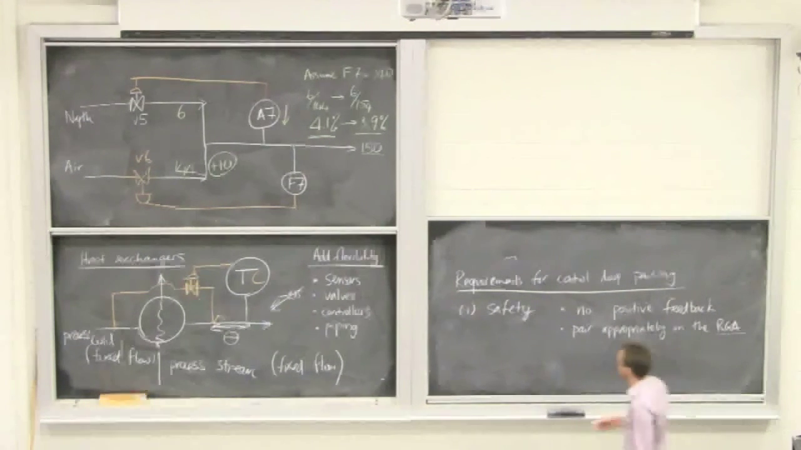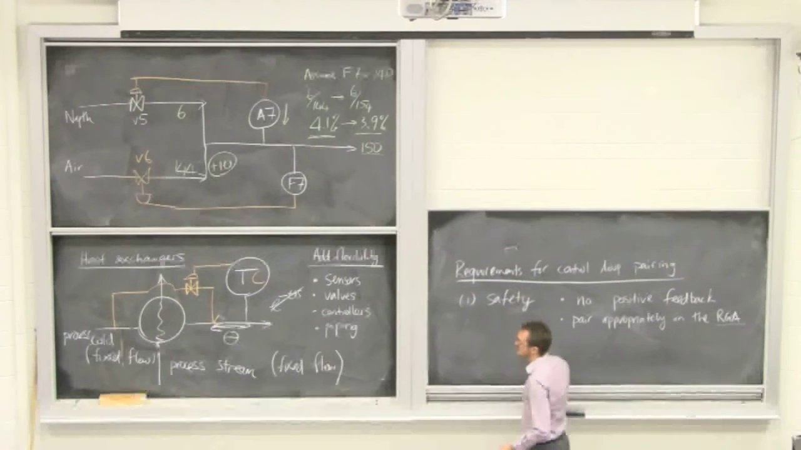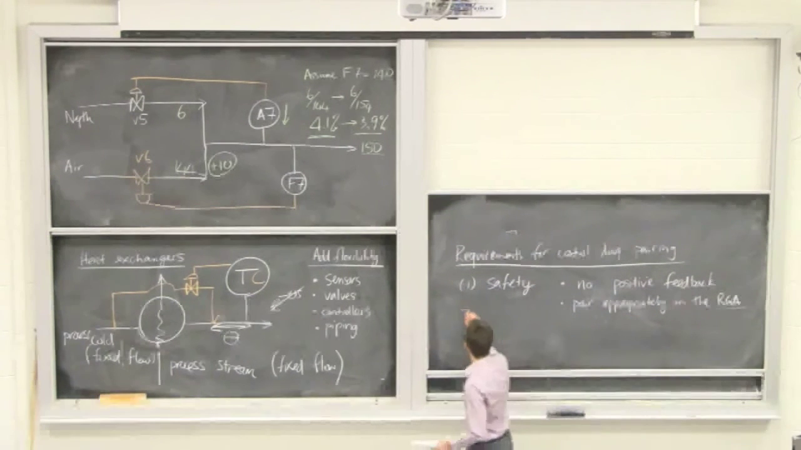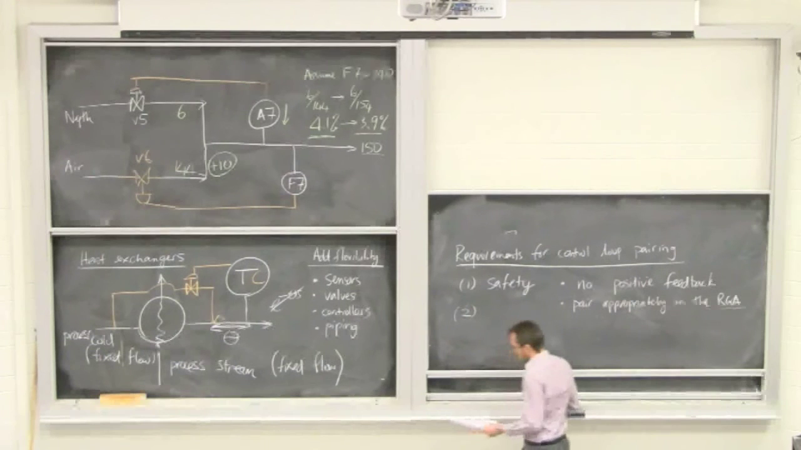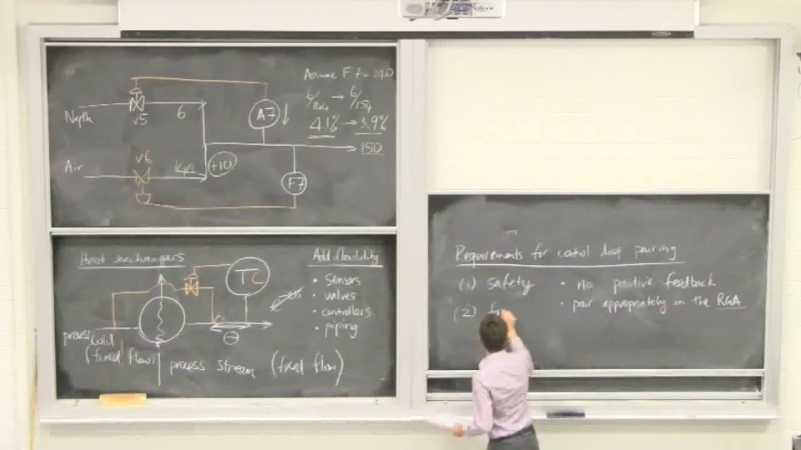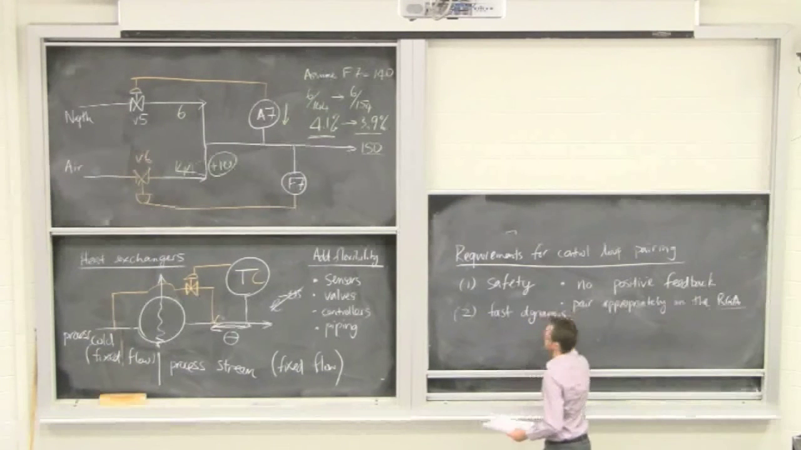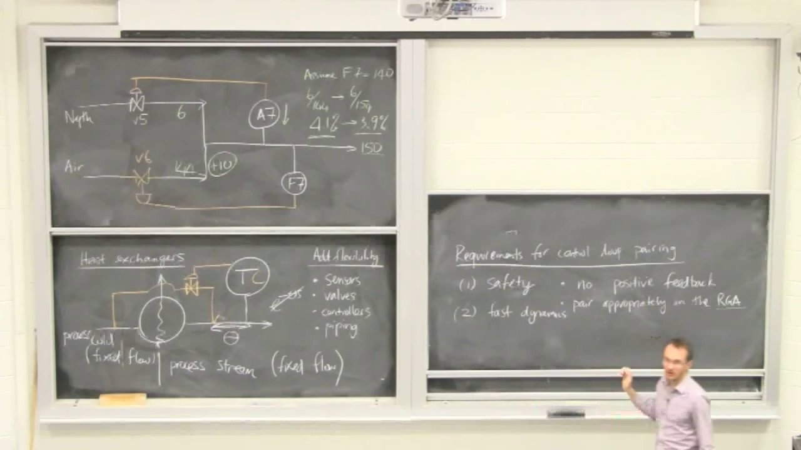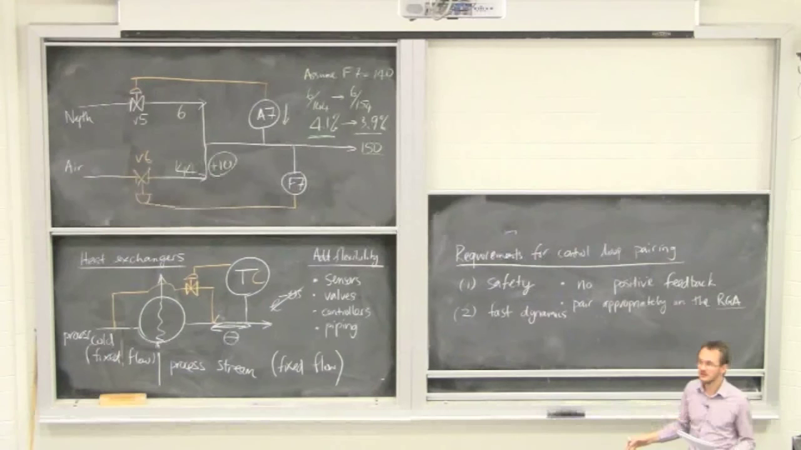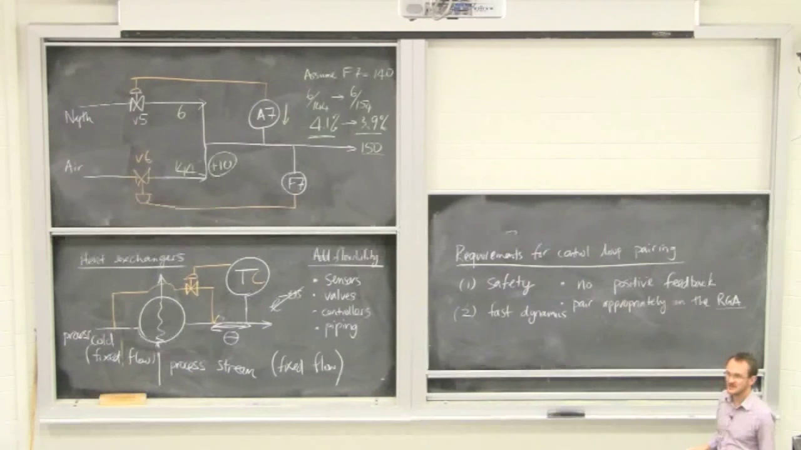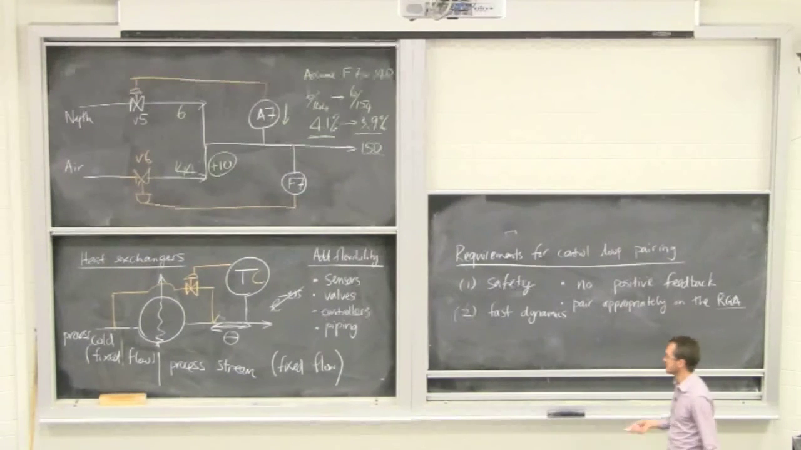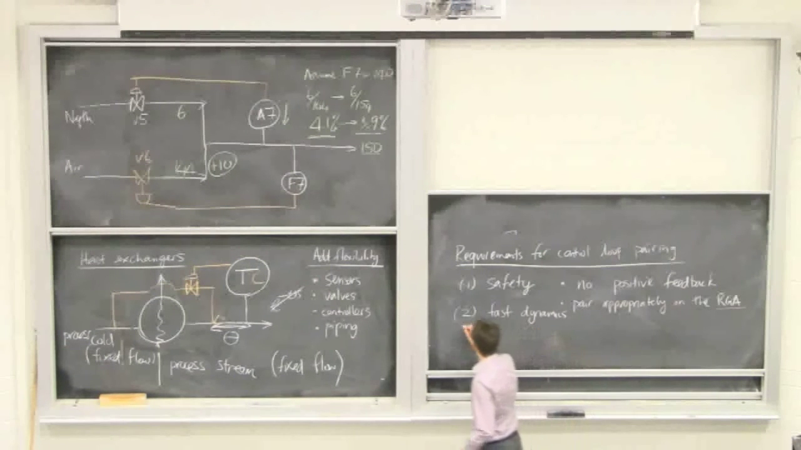Then the next ones are all related to economics and making our process flexible. You're going to pair based on fast dynamics. If you can choose one control loop configuration over another, you'd pick the one that has the faster dynamics. That means you get to set point faster, it improves the quality of the product that you're making. You can eliminate disturbance faster. So that's an obvious one.